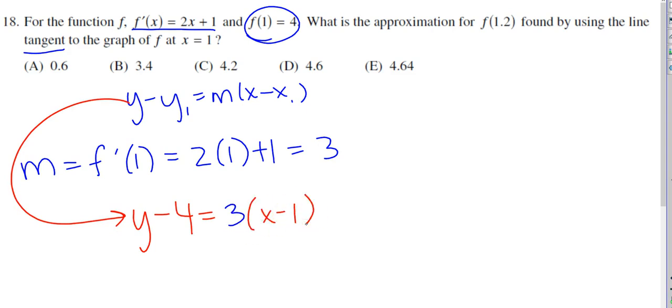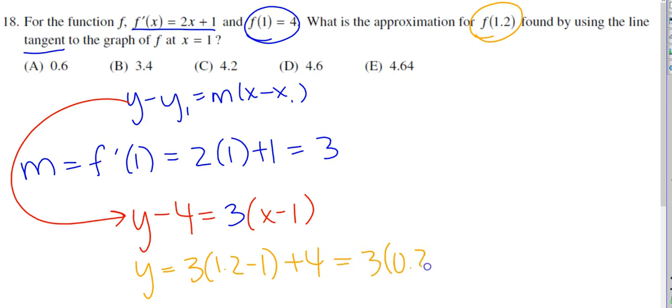And then I want to use this to approximate f of 1.2. So we'll plug in 1.2 for x and solve for y. I would get that, right? If I plug in 1.2 and add 4. So then, let's see, 1.2 minus 1 is 0.2, plus 4. 3 times 0.2 is 0.6. So I am getting 4.6.